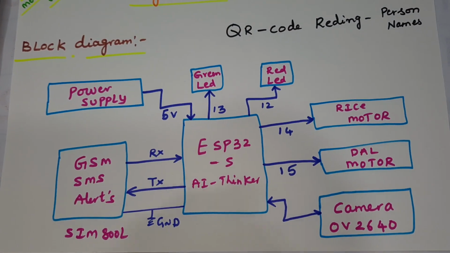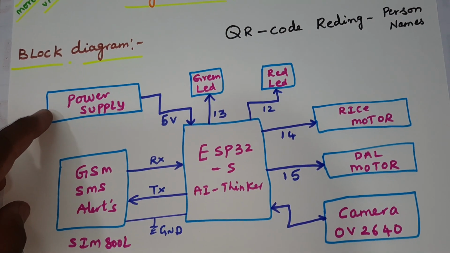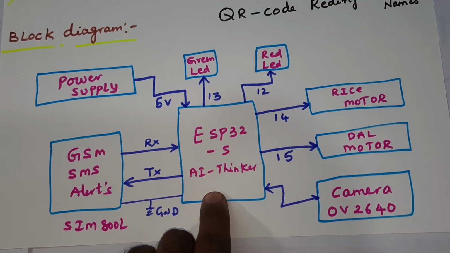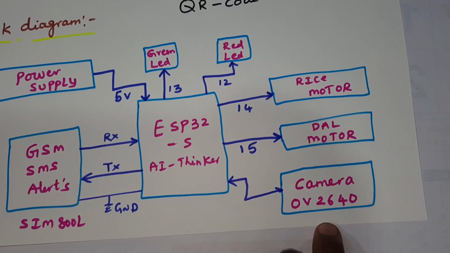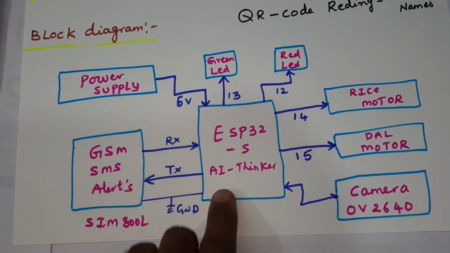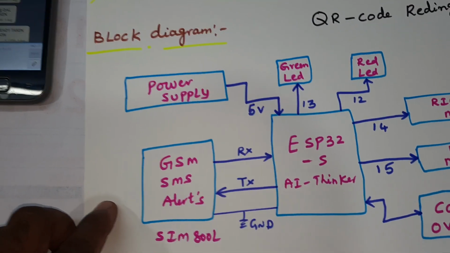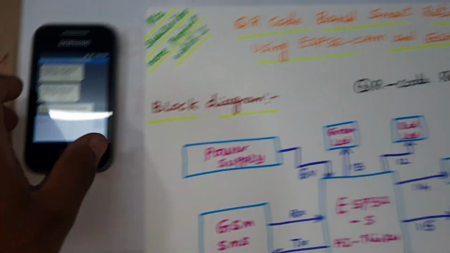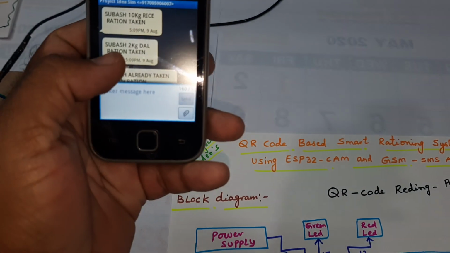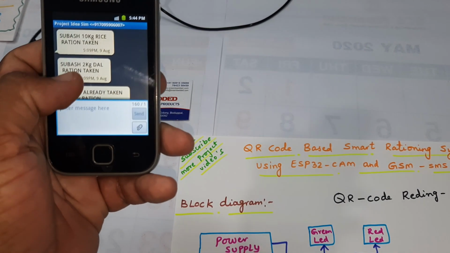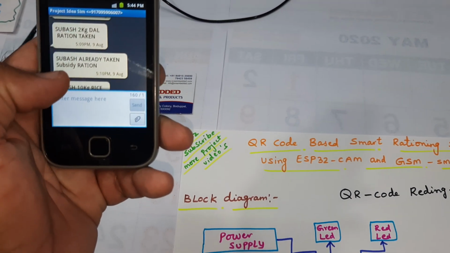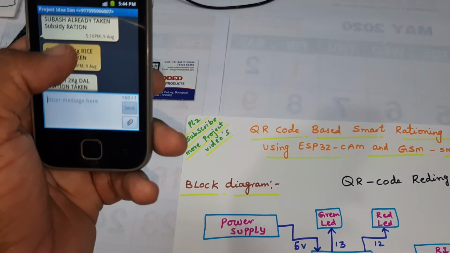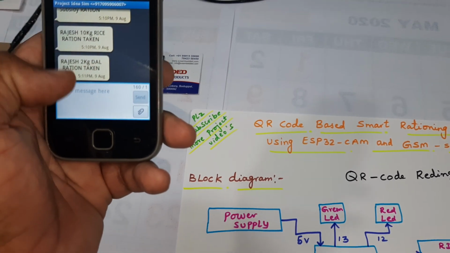In this project we are using a 5 volts power supply, an ESP32 CAM camera module with OV2640 camera, AI Thinker ESP32 module, and SMS alert. The owner will get an SMS when subsidy rice is taken: 10 kg rice, 2 kg dal. If a third time is already taken, for Rajesh 10 kg, 2 kg, this person has taken only that.